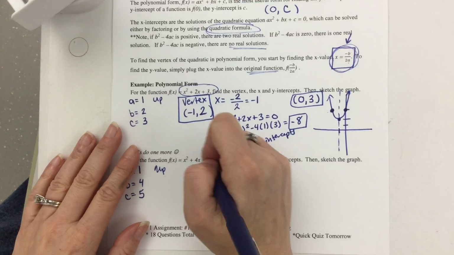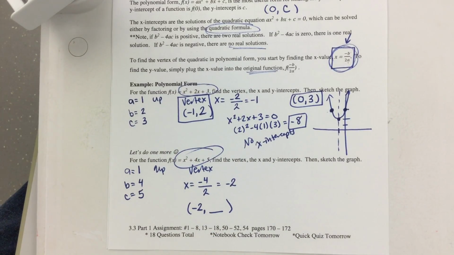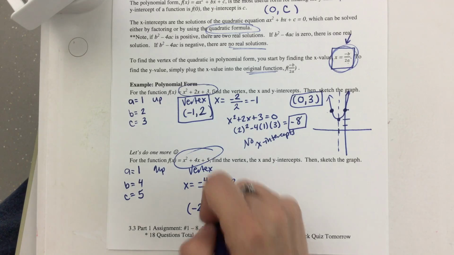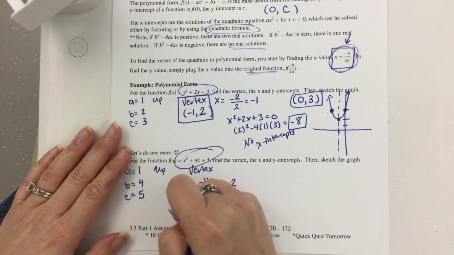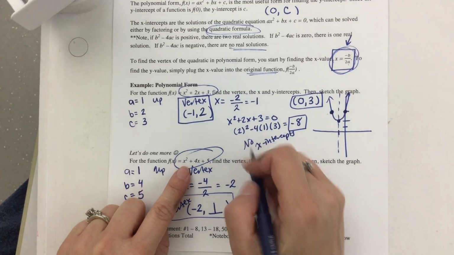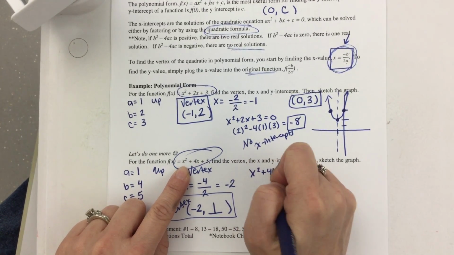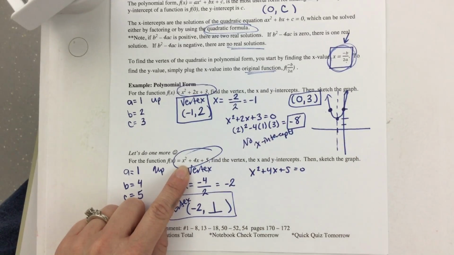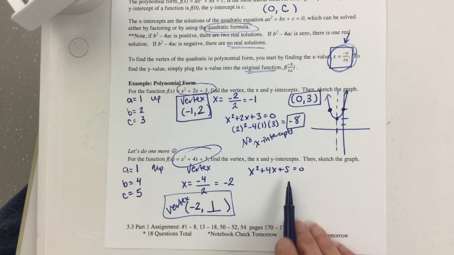The y value, I have to plug it into the original. So I go ahead and wherever there's an x, I make sure that I have negative 2 in parentheses, so the negative stays with the 2. If I plug that in, I end up with a 1. So there is the vertex. If I want to know the x-intercepts, you set the original function equal to 0. Again, if you could factor it, that would be a good option.